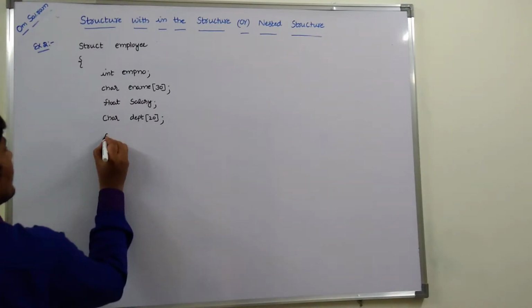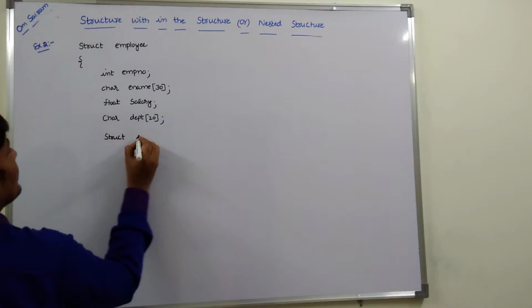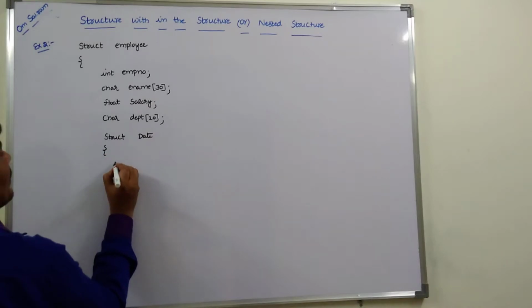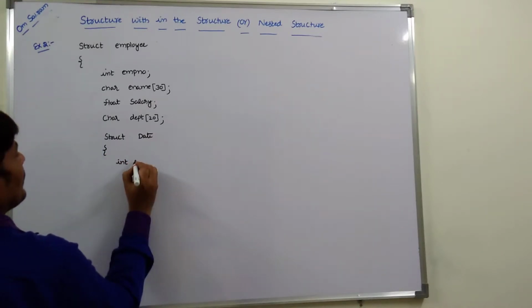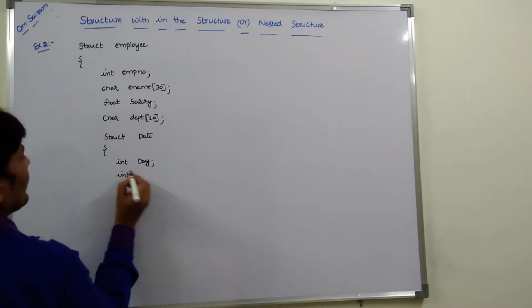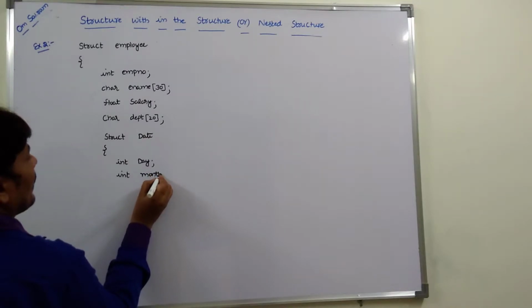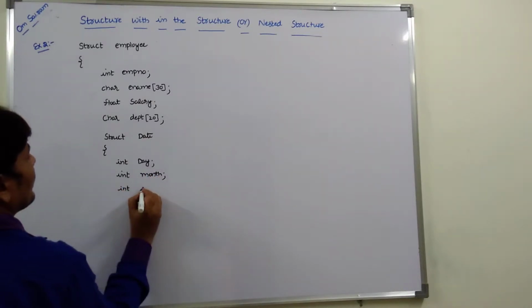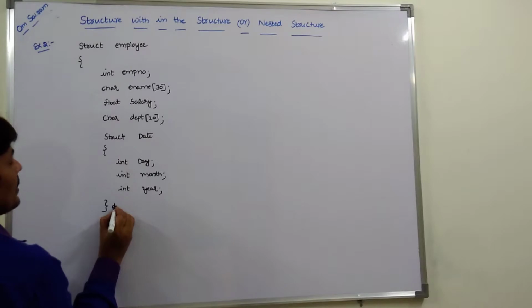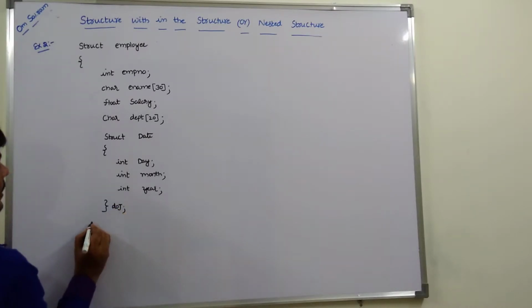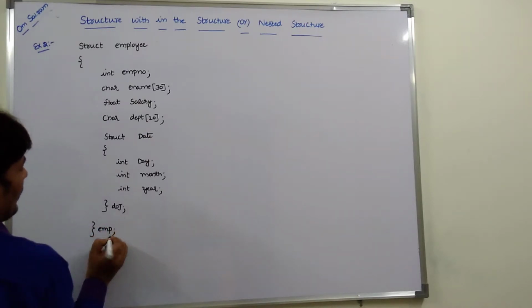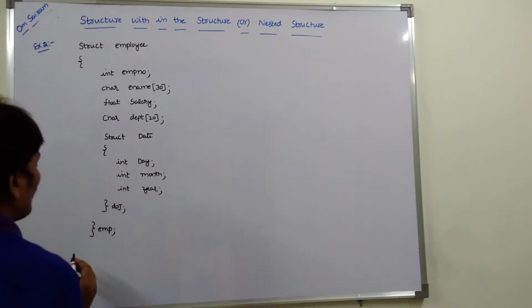Next, struct date: int day, int month, int year. So the structure variable is doj. This entire structure variable is emp.